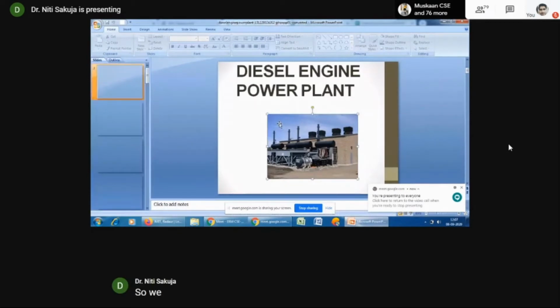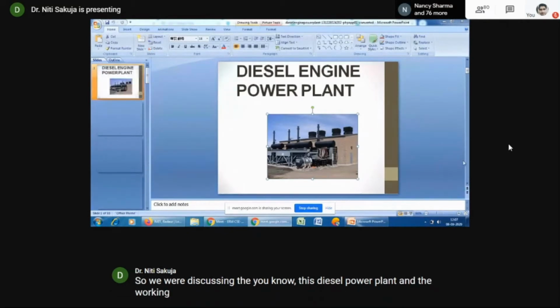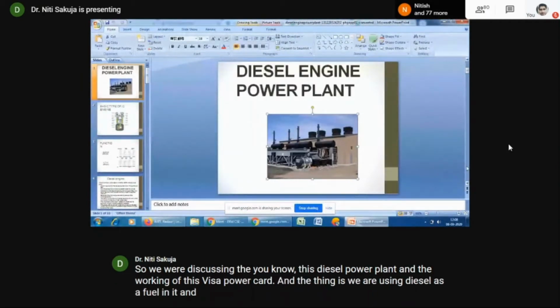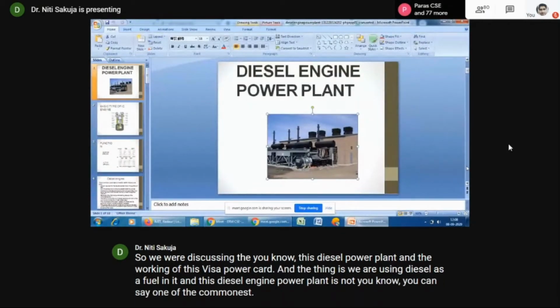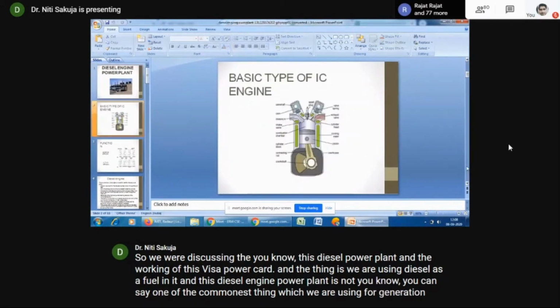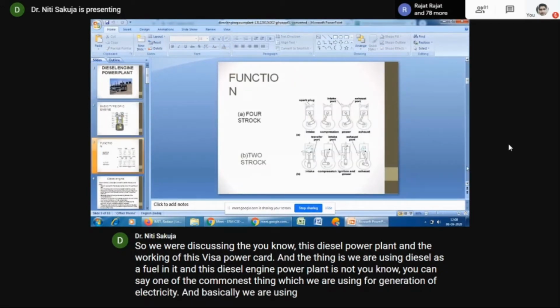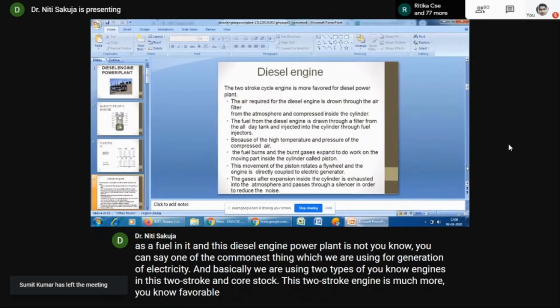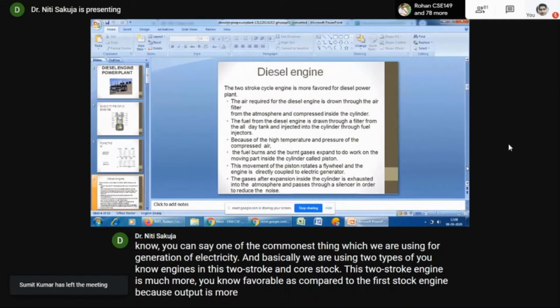We were discussing this diesel power plant and its working. We are using diesel as a fuel in it, and this diesel engine power plant is not one of the commonest things we use for generation of electricity. Basically, we are using two types of engines in this, two-stroke and four-stroke. The two-stroke engine is much more favorable as compared to the four-stroke engine, because the output is more in the two-stroke cycle engine as compared to the four-stroke.